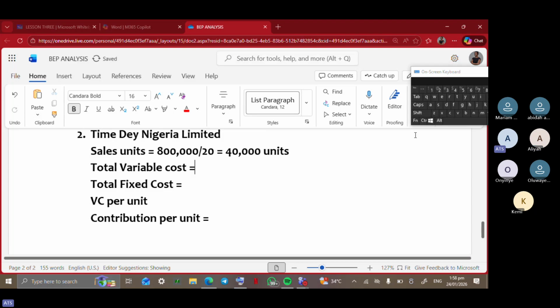Now what is our total variable cost? How many variable costs do we have there? We have direct material, direct wages, and variable production overhead. Those are our three variable costs. So we have to add everything together to know what our total variable cost is, right? So calculate that. 120 plus 160 plus 80.